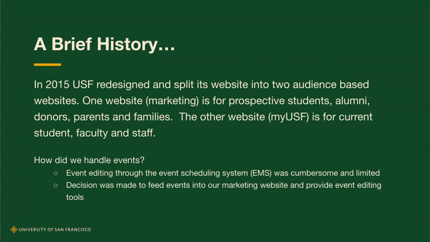All right. So to really understand everything, we want to bring you back quite a ways back, about 10 years. So in 2015, the university had one website. It was a website essentially for all audiences. And what we wanted to do was split the website up into two different audience-based websites. So we created a marketing website for prospective students, alumni, donors, parents, families. And then we created a second website, which is MyUSF, and it's an internally focused website, but it's a public website, and that's for current students, faculty, and staff.